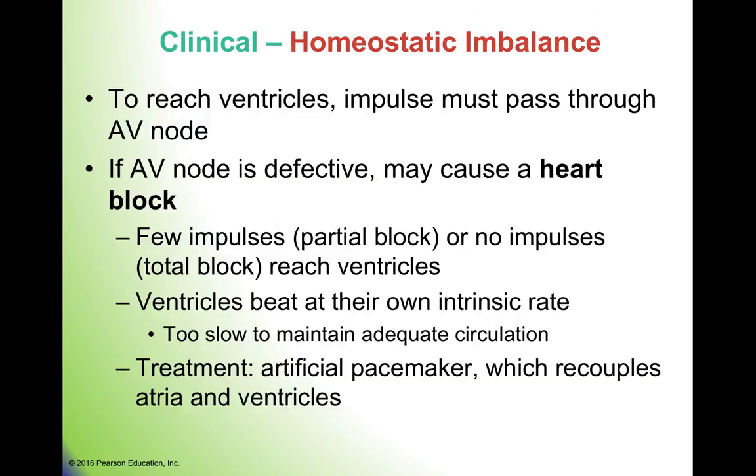Another thing we're going to talk about is something called a heart block, which is relatively common. It is when the impulses that are supposed to pass through the AV node are defective. Basically, the impulses from the AV node are not being passed on forward. You could have something called a partial block, which means some of the rhythms are being passed down to the ventricles, but you could also have something called a total block, which means that there is a complete disconnect between the AV node and the ventricles.